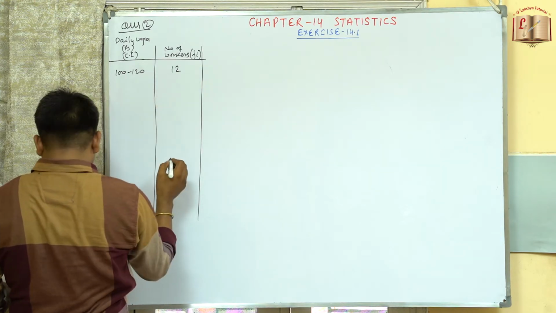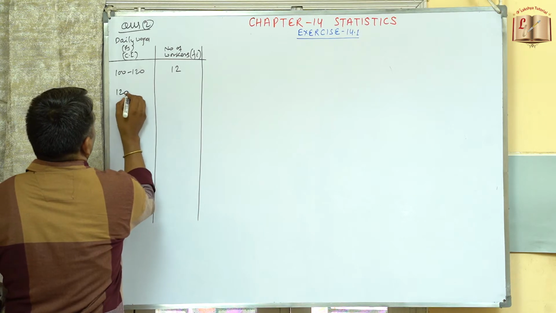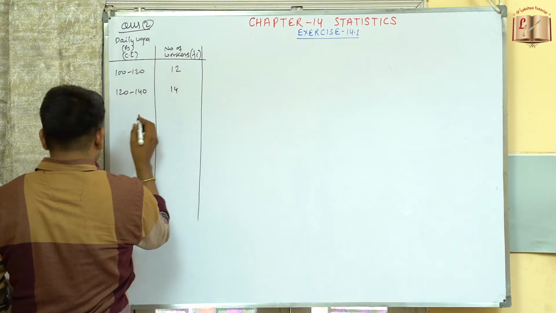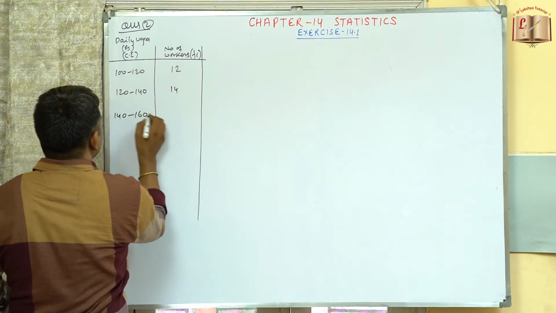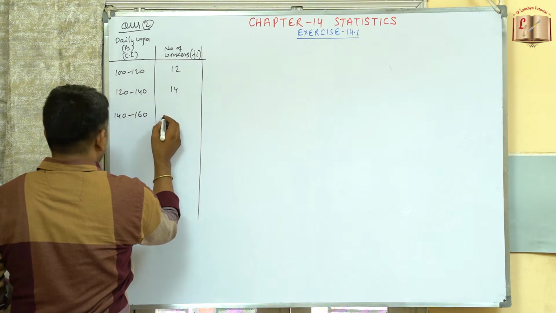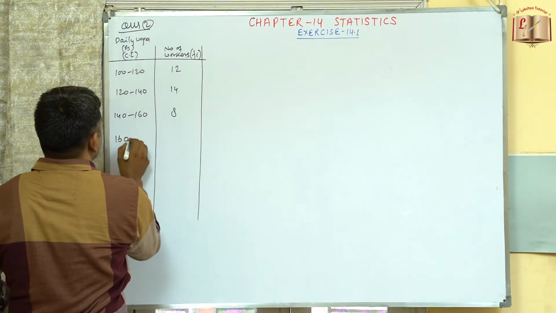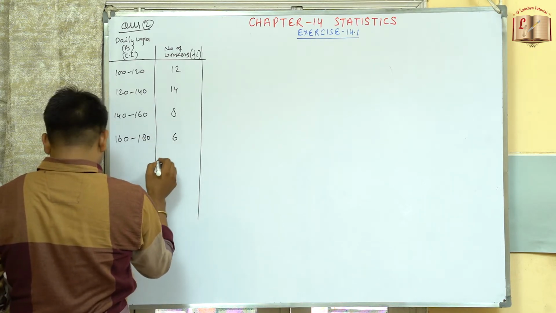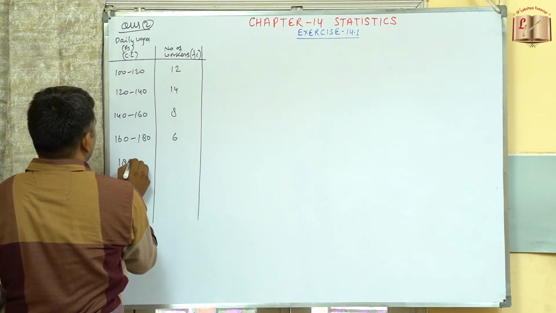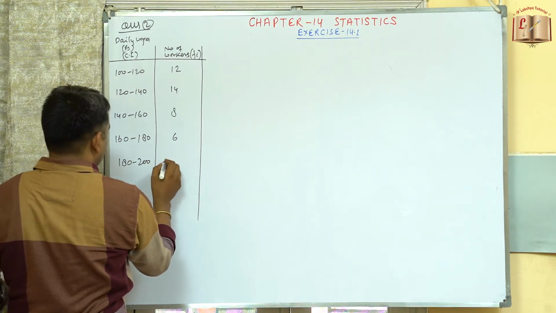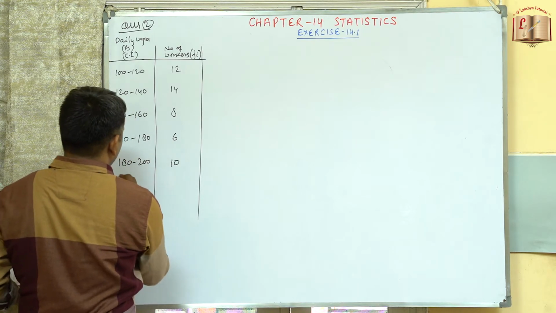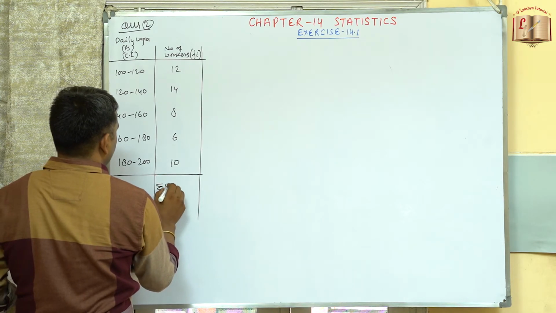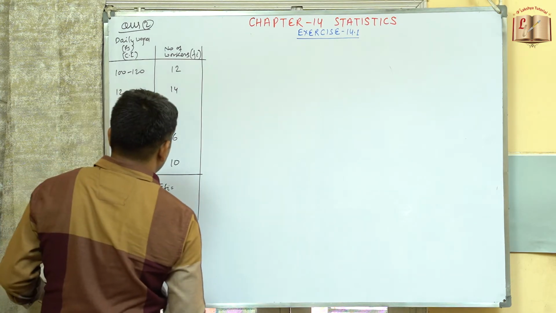Number of workers 12, and for 120 to 140 this is 14, and 140 to 160 this is 8, and 160 to 180 this is 6, and 180 to 200 this is 10. So we are given with this. So we can write here sigma Fi also if required.